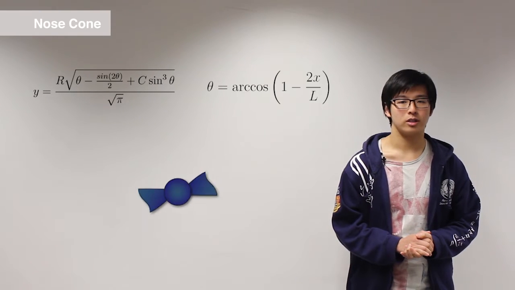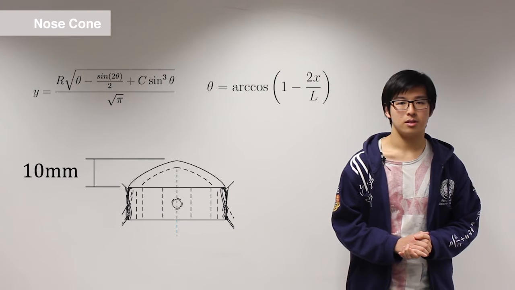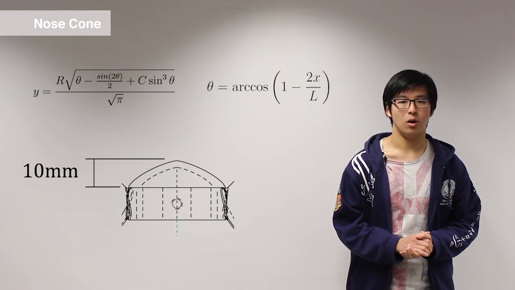The nose was shaped according to the Haack formula to reduce drag, and its length was minimized as the mass saving outweighed the aerodynamic benefits. It was made hollow to further minimize the mass.